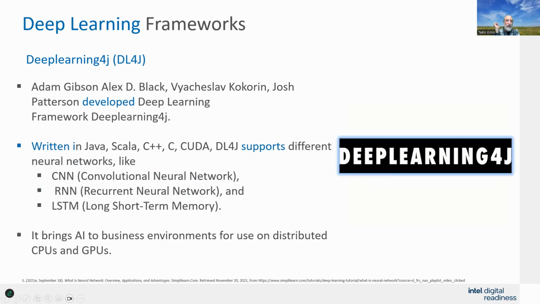All right. Here's another one, Deep Learning 4J, developed by a bunch of different people. They wrote it in a collection of different languages, which is not unusual, actually, including Java, Scala, C++, C, CUDA, and whatever. It supports convolution networks, recurrent and long short-term memory as well.